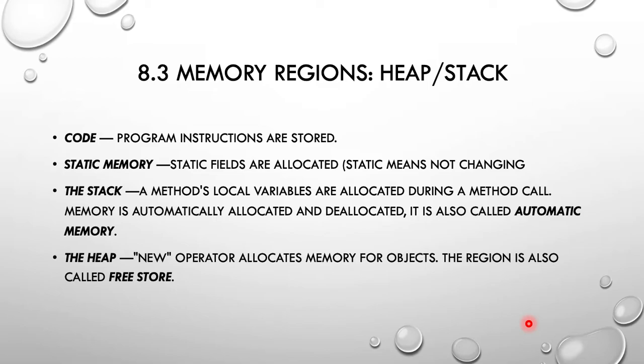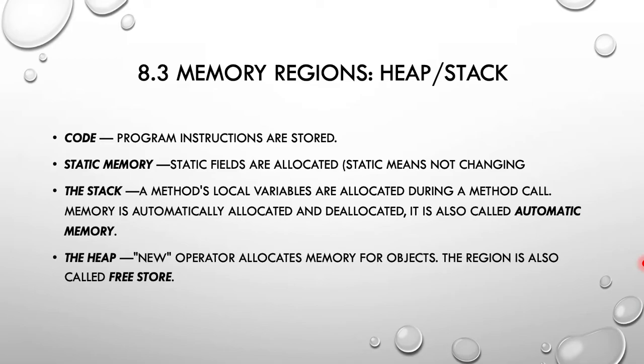8.3. Take a look at memory regions such as heap and stack. We have the different types. Code is the region where program instructions are stored. Static memory is basically where statics are located. Basically static meaning not changing. They are located once and last for the duration of program execution. Okay, as long as the program is running, it's still there.